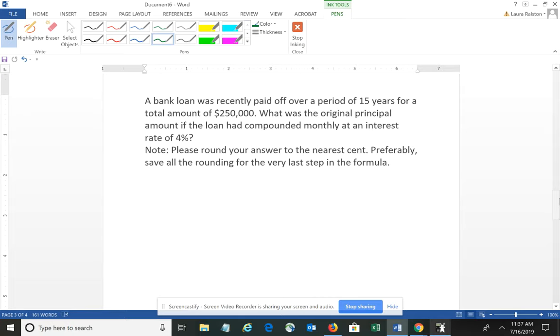Now, one thing about this problem is we see the phrase compounded monthly. It no longer says continuously. So when you have a word like monthly or quarterly or annually, some word other than continuously, it's a different formula. That formula is A equals P times 1 plus r divided by n raised to the nt power. And again, one of the first things that I like to do is to identify the information.